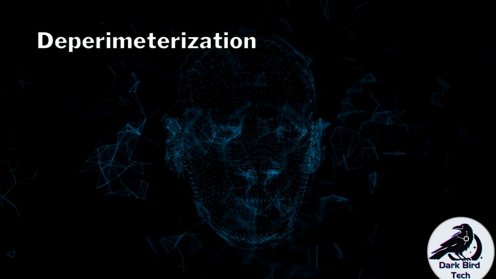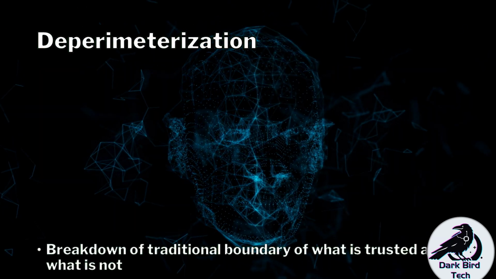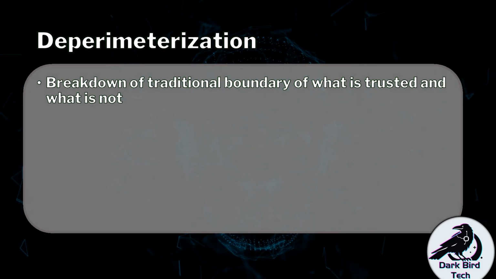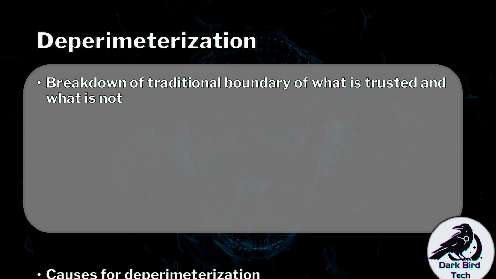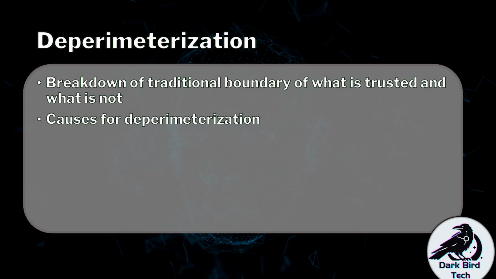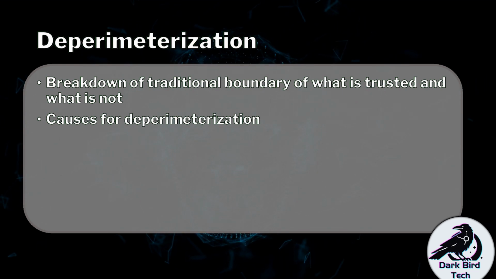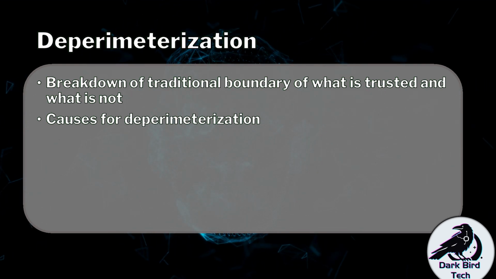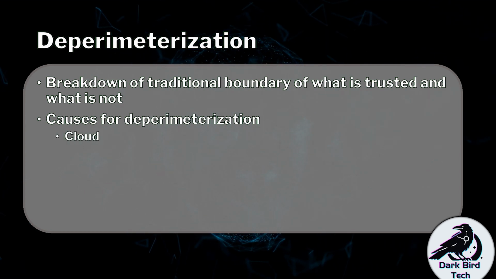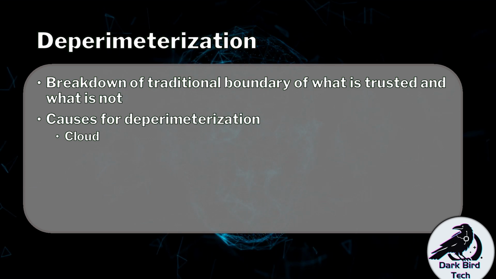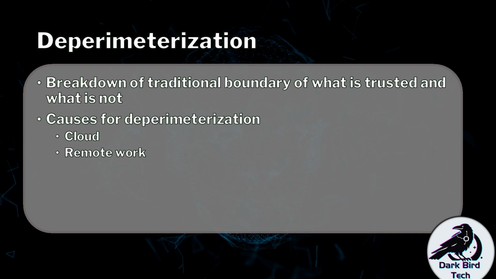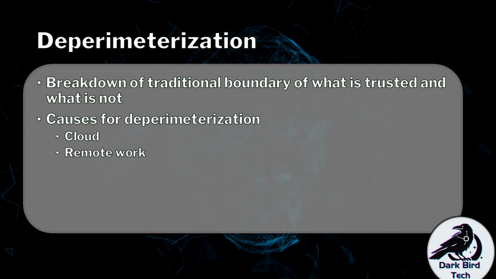Deperimeterization has been going on for a while now. With deperimeterization, what we're looking at here is a breakdown of the traditional boundary of what is and what is not trusted. And the things that are causing this are technologies that allow for stuff to exist outside of our environment that should be trusted, and for things to come into our environment or our perimeter that shouldn't be trusted. Things like cloud computing. Our operations, our data now exists outside of our environment.